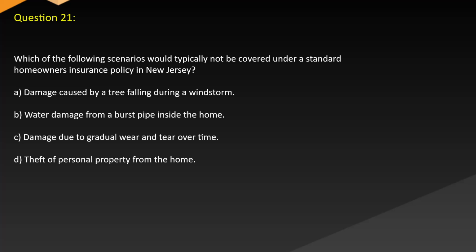Question 21. Which of the following scenarios would typically not be covered under a standard homeowner's insurance policy in New Jersey? A. Damage caused by a tree falling during a windstorm. B. Water damage from a burst pipe inside the home. C. Damage due to gradual wear and tear over time. D. Theft of personal property from the home.